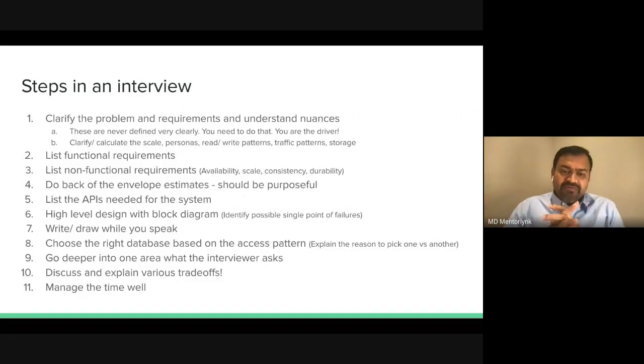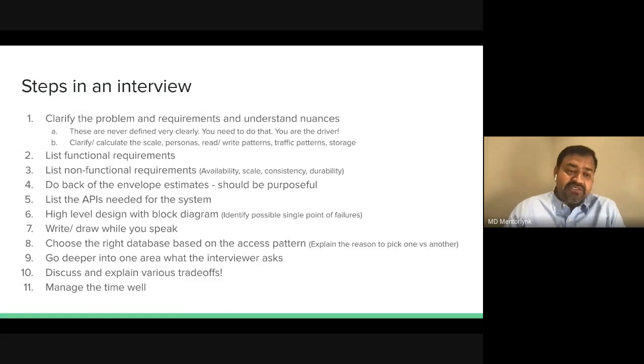And then on top of that, in the context of a particular system, if you identify some single points of failure, call them out. Those are your opportunity to open up a dialogue and start thinking about, am I really thinking in the right manner? What would be the bottleneck over here? And then you progress from there on.